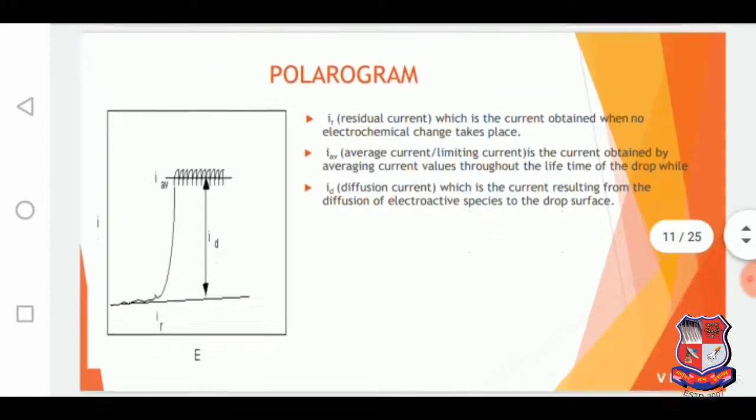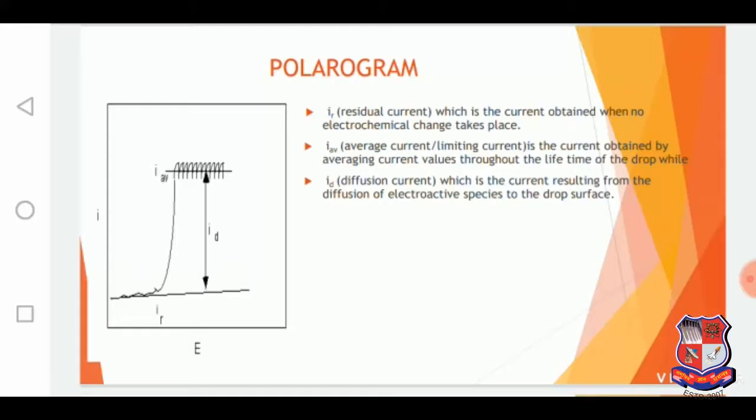Inside the polarogram, we have IR, the residual current, at the start of the polarogram, which is the current obtained when no electrochemical change takes place. Whenever the analysis starts, during the first phase of analysis, no changes take place besides other processes, so there is a residual current, which is indicated by IR.